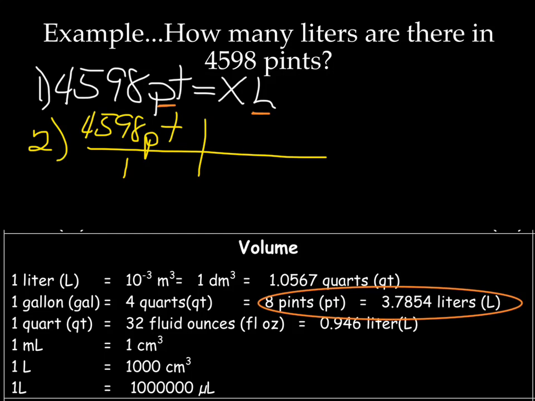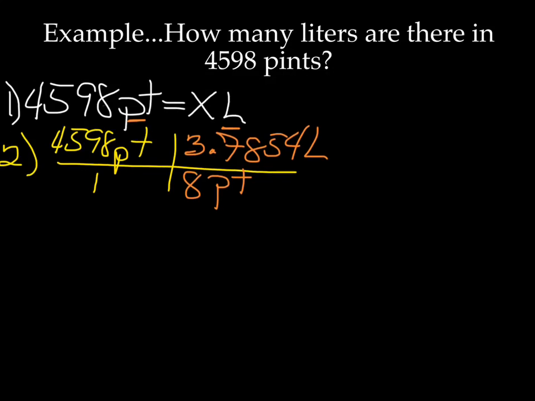So, what do you think? Who should go on the bottom? And why do you think it should go on the bottom? I say 8 pints on the bottom because it can cross out with the pints on the top. So on the top goes 3.7854 liters. Okay, let me get rid of that stuff on the bottom so we have more room.